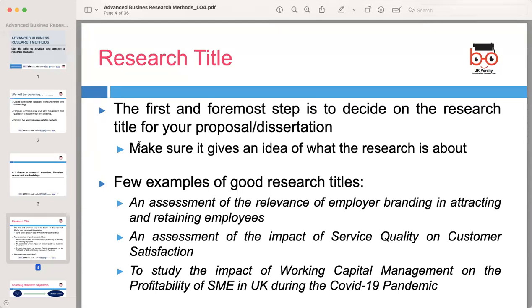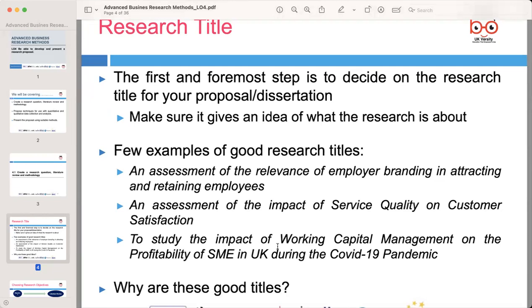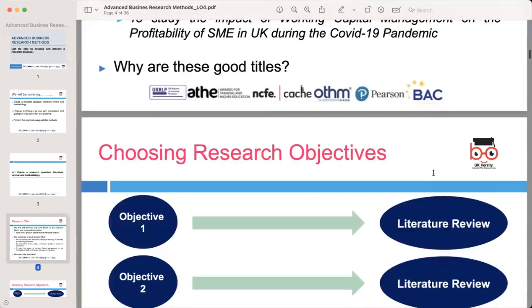To illustrate this, I will provide you with a few examples of good research titles and explain why they are effective choices. So here: an assessment of the relevance of employer branding in attracting and retaining employees. Assessment of the impact of service quality on customer satisfaction. To study the impact of working capital management on the profitability of small and medium enterprises in UK during the COVID pandemic. What are these good titles?